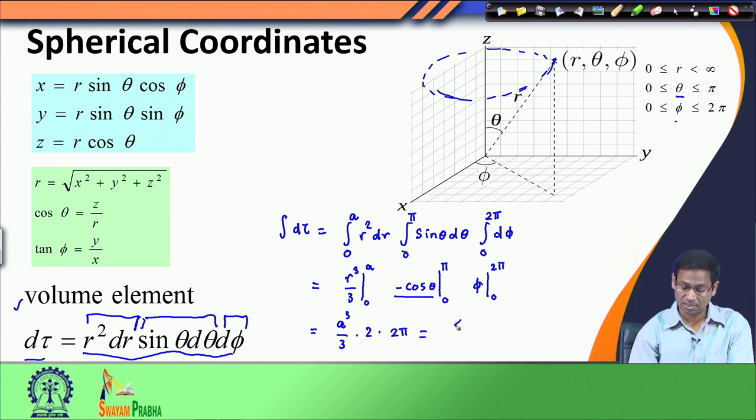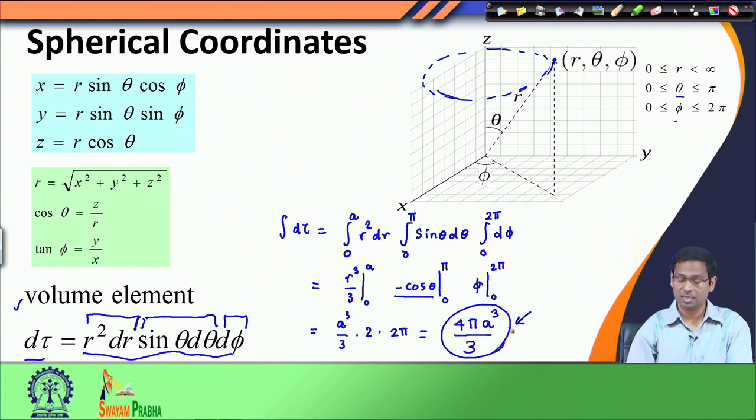When I look at this, I see 4 pi a cube by 3. If you remember, this is actually the volume of a sphere of radius a. So, when we integrate over all the three coordinates in the spherical coordinates, we get this volume of the sphere, and this is why we call this system a spherical coordinate system.